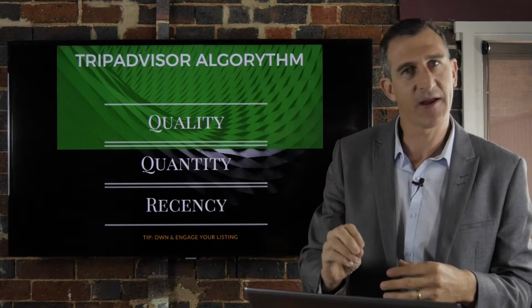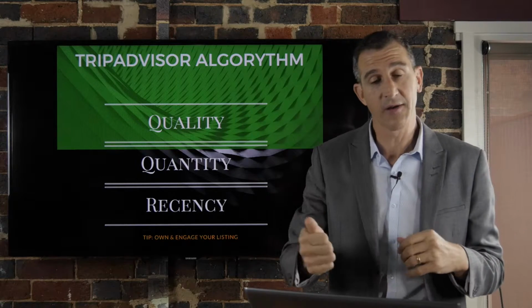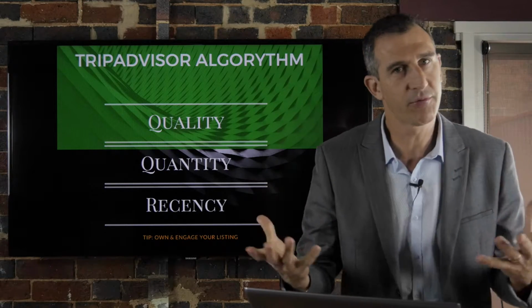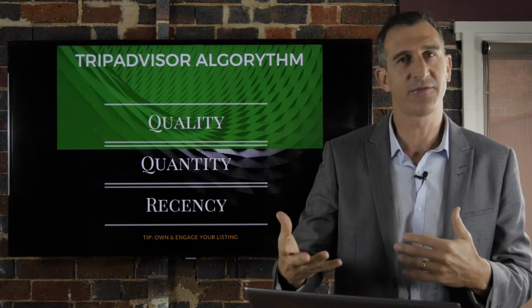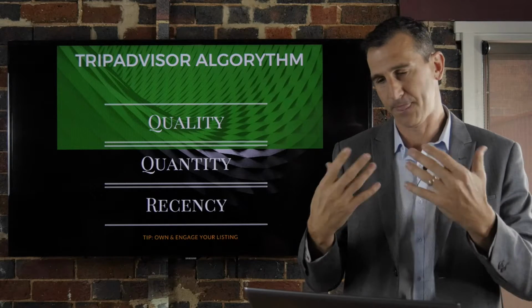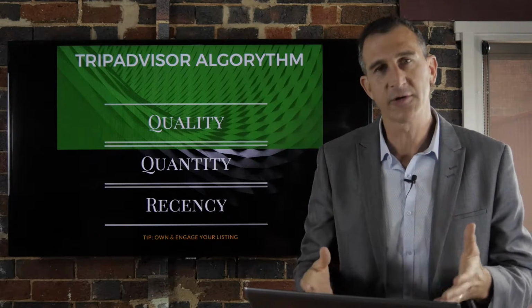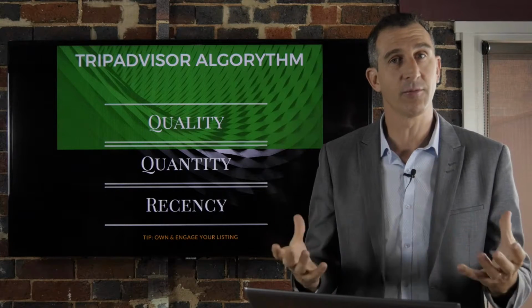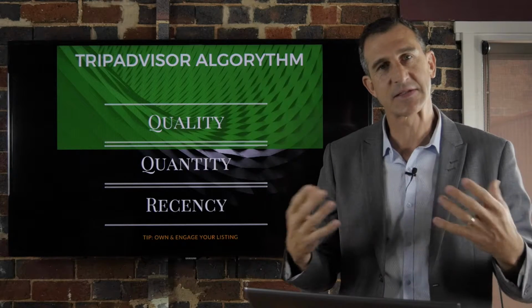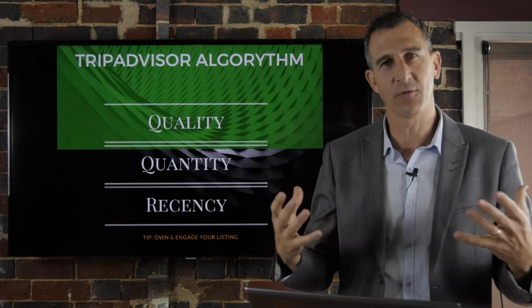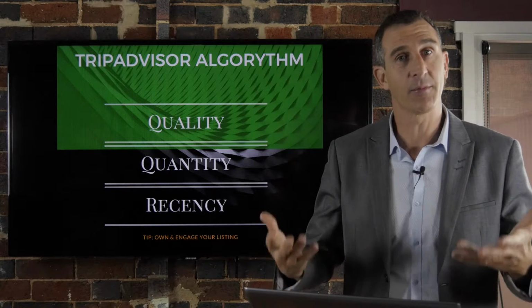The 3 dominant factors that influence the Tripadvisor algorithm is 1, the quality of the scores you get. That's pretty easy to understand. If you've got high scores, lots of 4, 4.5, 5-star scorings from consumers, well then you're going to be up in the rankings. Quantity is just purely the sheer volume of reviews you have. The more people that review you, they see that as a meaningful metric that actually means that this place is popular and people actually do like it.